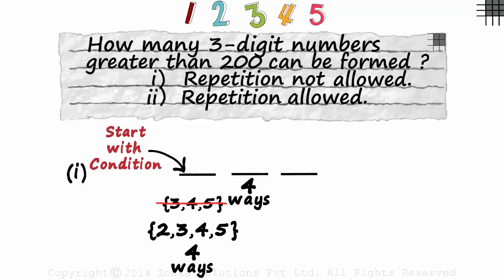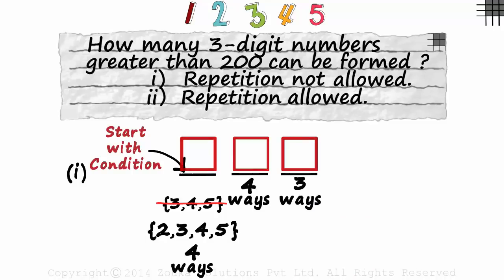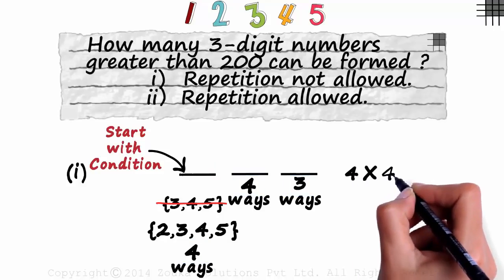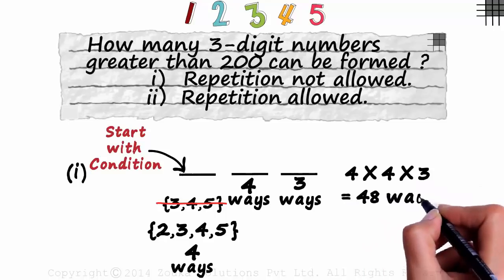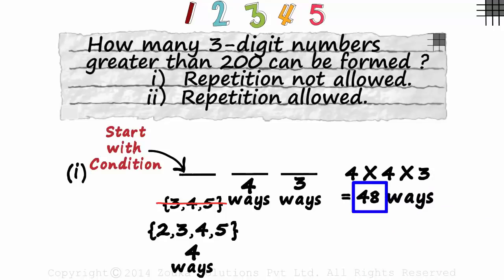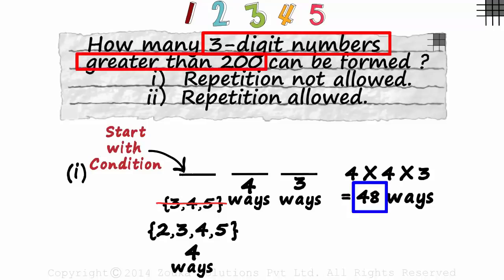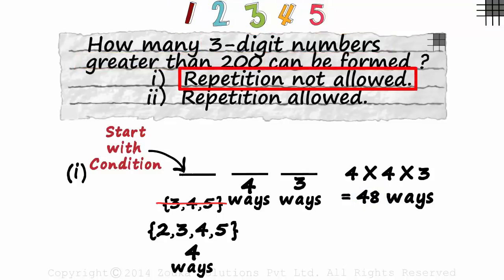Now having used up 2 digits for the hundreds and the tens place, in how many ways can the units digit be filled? As 2 digits are used, obviously 3 would be left. It can be filled in 3 ways. We are filling the first and the second and the third slots, so we multiply these numbers. The total number of ways would be 4 times 4 times 3. It equals 48 ways. And what is this 48? It is the number of different 3-digit numbers greater than 200 that can be formed using these 5 digits. But when repetition is not allowed.